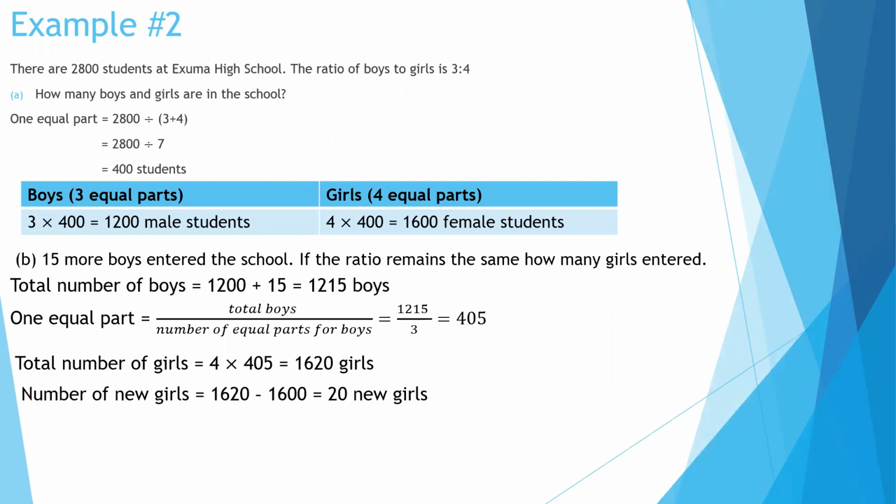Okay. So it says there are 2,800 students at the Exuma High School, and the ratio of boys to girls is 3 to 4. So since it's 3 to 4, the first question is asking you how many boys and girls are in the school. To figure that out, you have to figure out what is one equal part of 2,800, which is 2,800 divided by 3 plus 4, which is 7, which would give you 400 students.